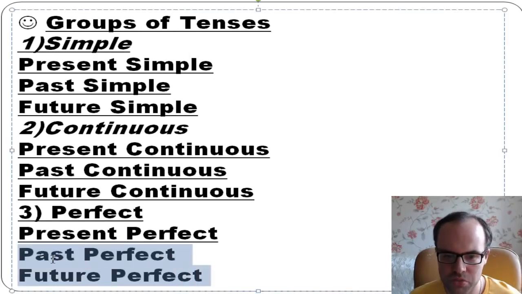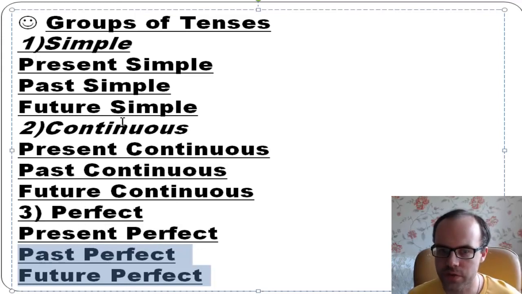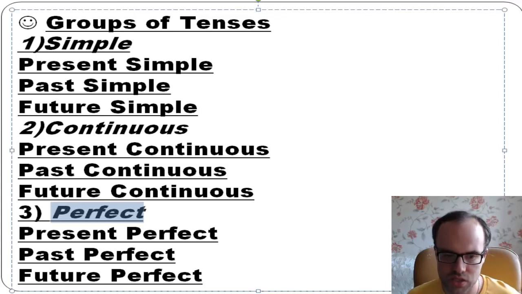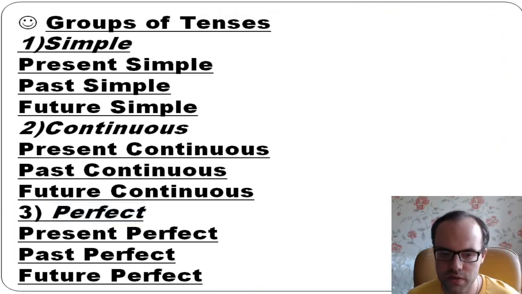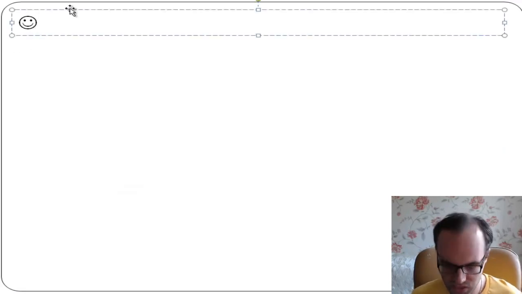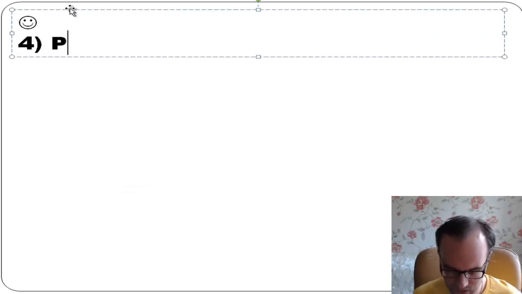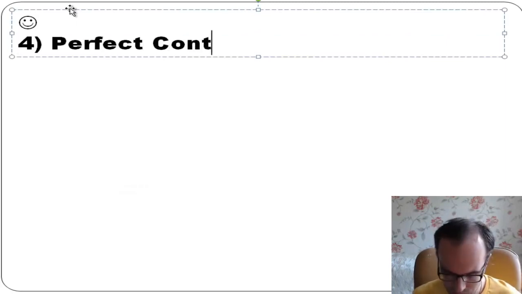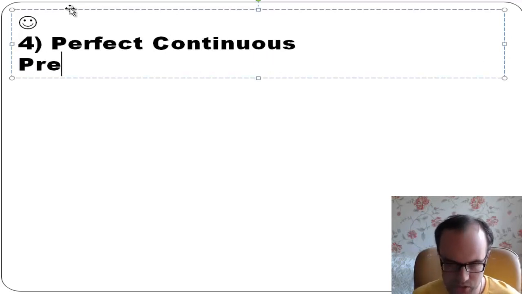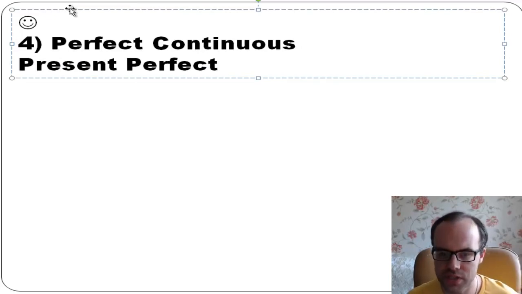So we talked about past perfect, future perfect, and we looked at 3 different groups of tenses: simple, continuous, and perfect. As you know, there are 4 groups in English tenses. So it's perfect continuous. Let's talk about these tenses, and let's compare these tenses with other tenses.